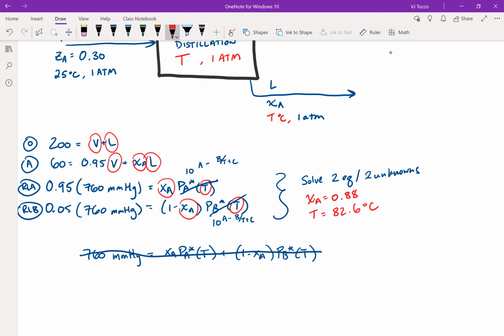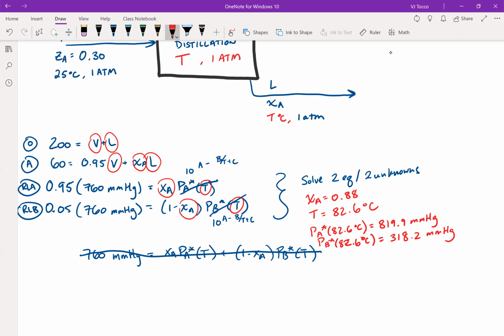So if you plug this in, I'll tell you what the vapor pressures are as well. PA star, the vapor pressure of benzene at 82.6 C, is equal to 819.9 mmHg is what I got. And PB star at 82.6 degrees C is equal to 318.2 mmHg. So again, if you plug this in, you should get agreement in these two equations, which means it's a mathematically valid solution. However, the issue comes when you try and solve the problem further.